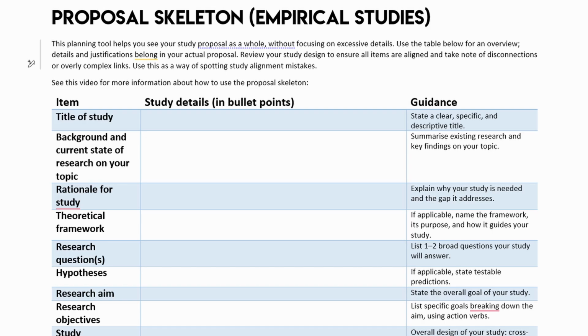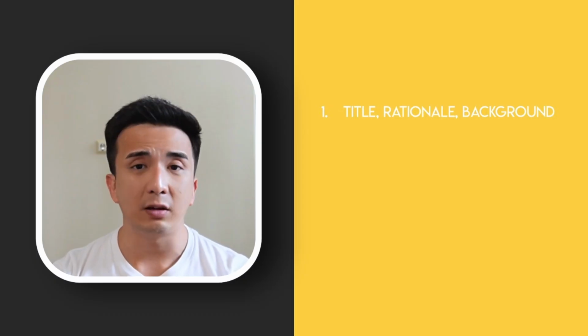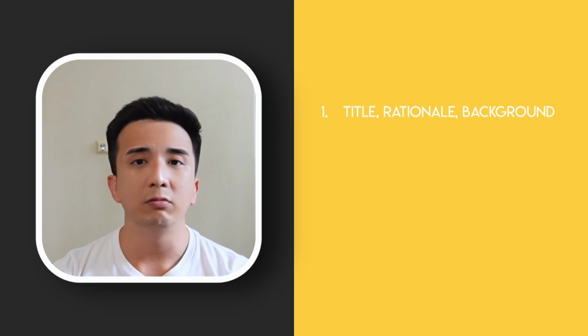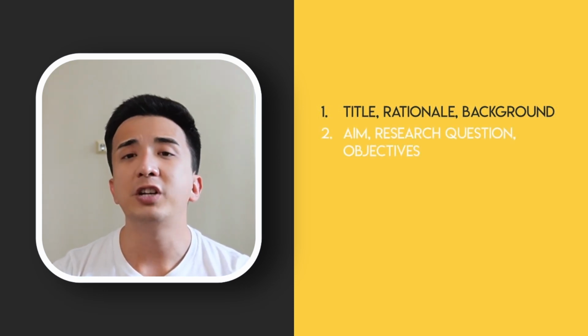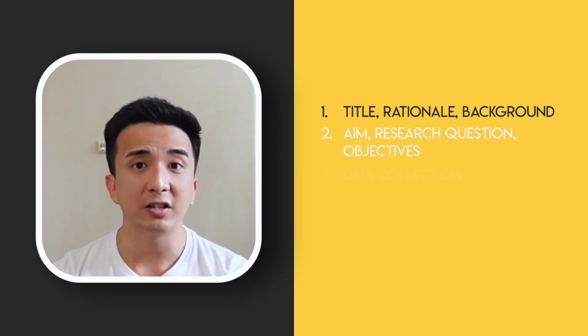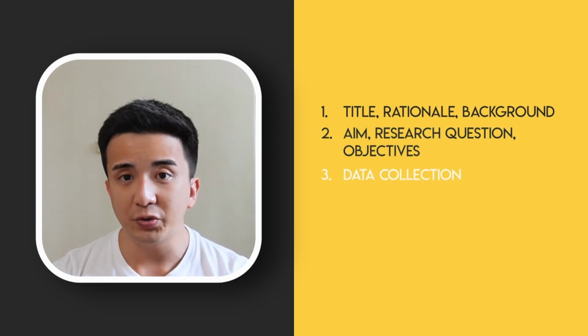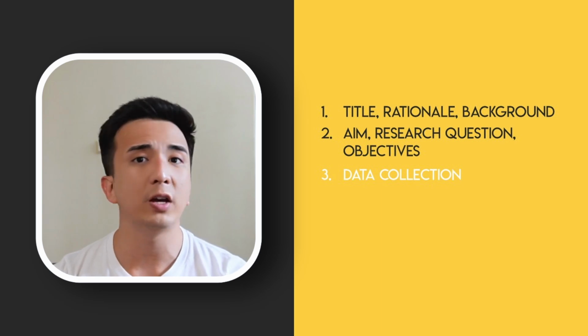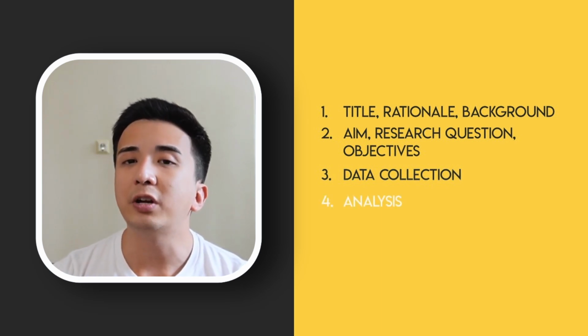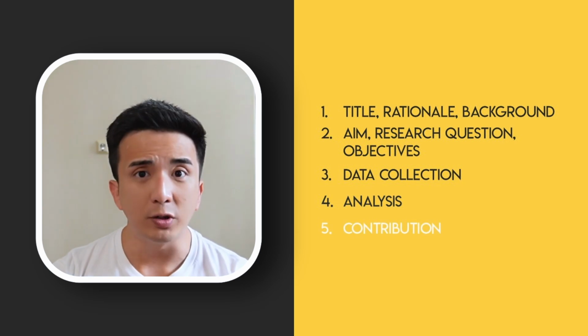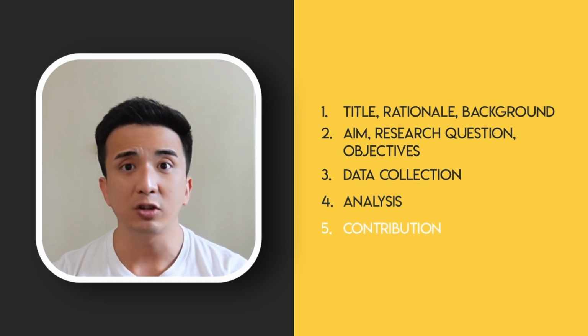The skeleton templates themselves are quite straightforward. I provided some guidance in the final column to support you a little bit further. However, all of these elements are essentially the elements that you're going to be using in your proposal. Here's how it works. Start by filling out the basics, your working title, your rationale, the background of your research, then jot down your aims, research questions and objectives, then note your methodology and data sources, whether that is interviews, surveys or databases. Finally, add your analysis plan, and most importantly, what contribution do you expect your study to make?